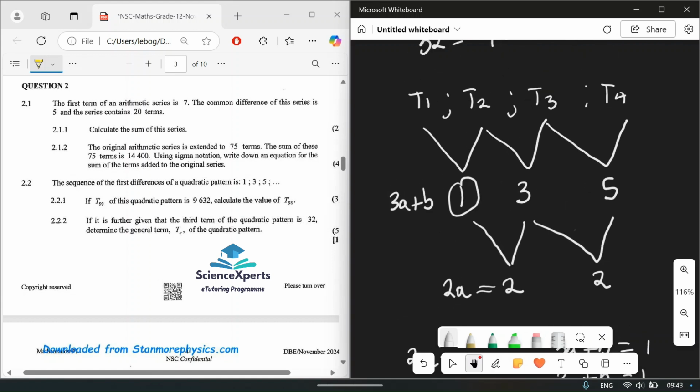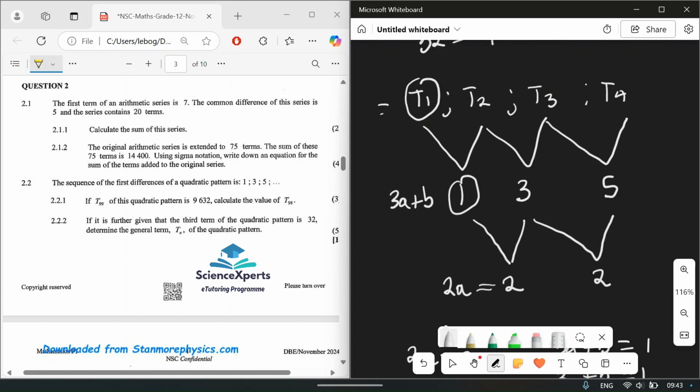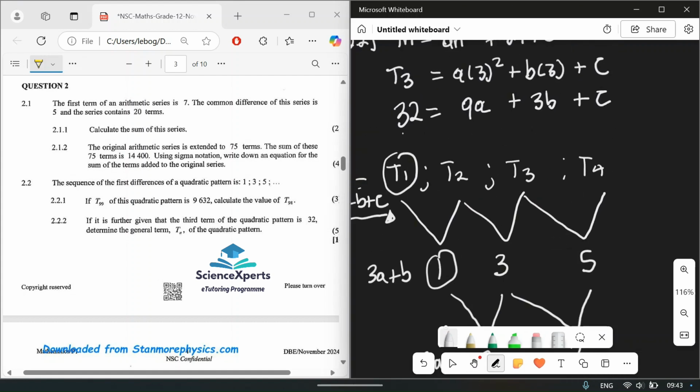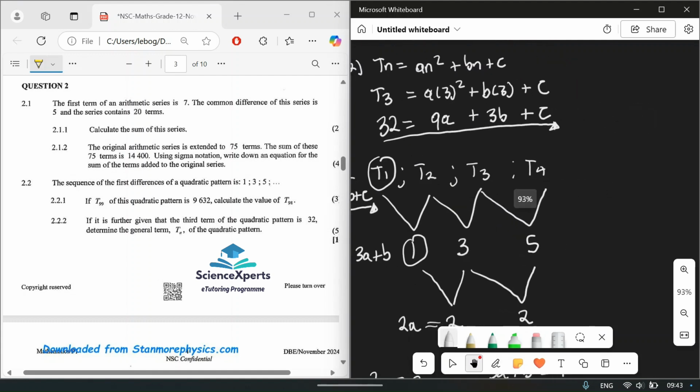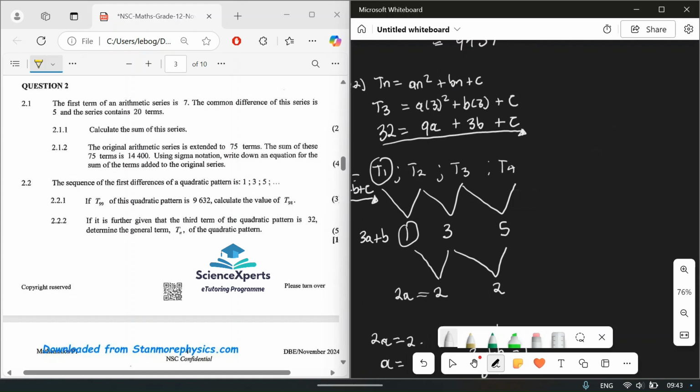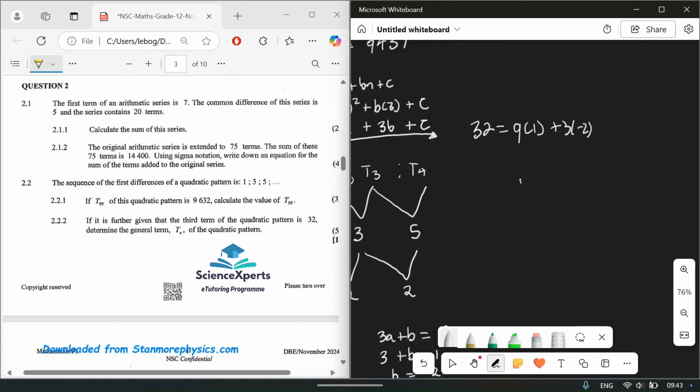Now T1 equates to a plus b plus c, but we don't have this T1. But there's an equation that we made that has all the letters. We can make use of this equation. So 32 will be equal to 9a, a is 1, plus 3b, b is negative 2, plus c. So c is the only variable left.